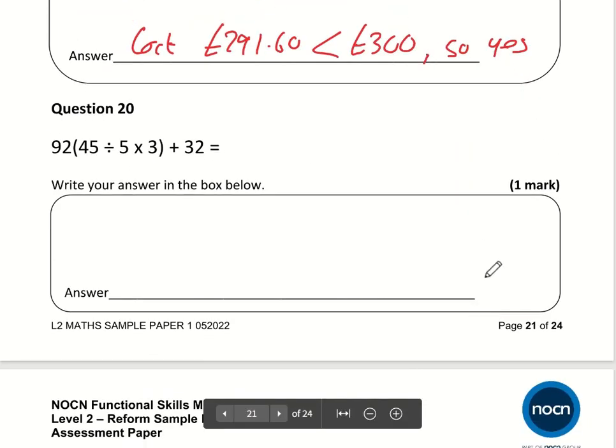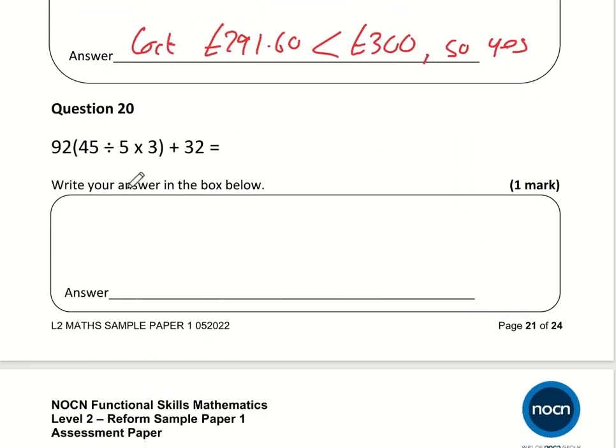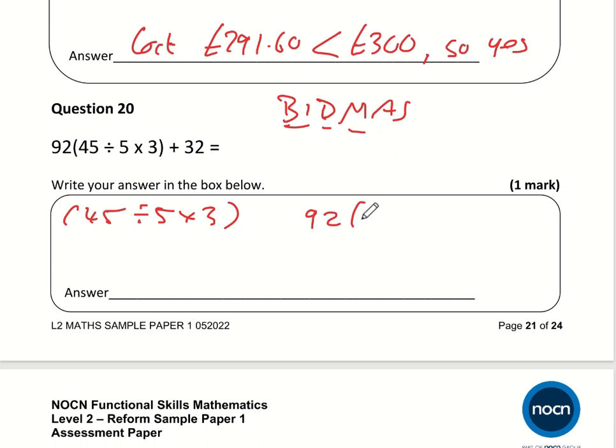Okay, question number 20. It's another one doing BIDMAS. So just think about our BIDMAS. The first thing we need to sort out is the brackets. So inside the brackets it's 45 divided by 5 times by 3. We'll do the division before the multiplying. 45 divided by 5 is 9, 9 times 3 is 27. So we've got 92 brackets 27 plus 32, and this means 92 times by 27 plus 32.